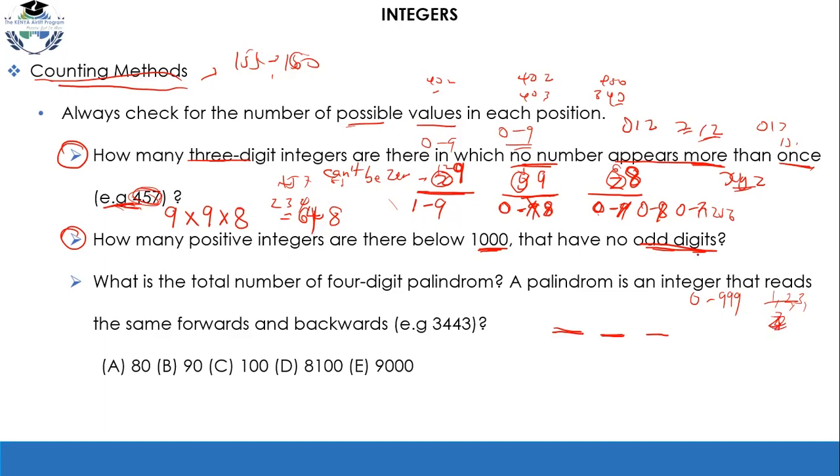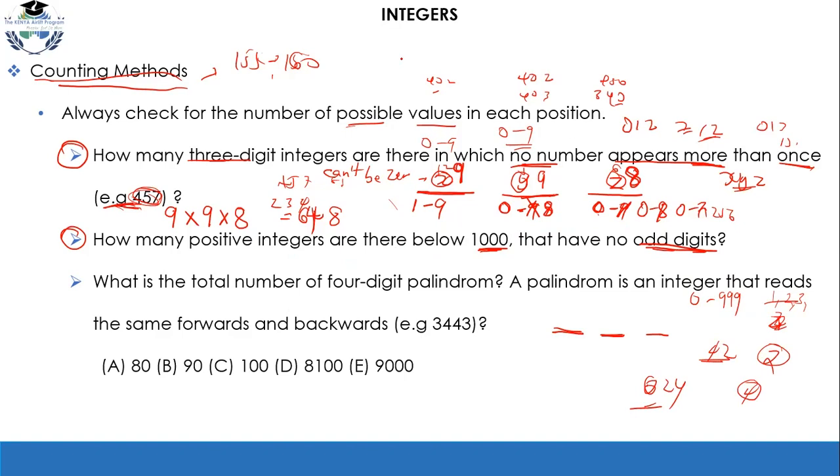So for example, 2 is a positive integer that has no odd digits. So 2 is an even integer that has no odd digits, right? 4, again, 624, 42. You see there's no odd digit here. So anything below 999 can be an answer, right? So 4 by 4 by 4, 73.